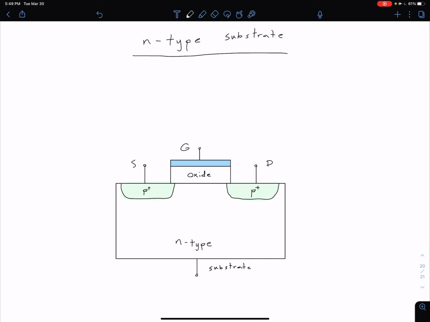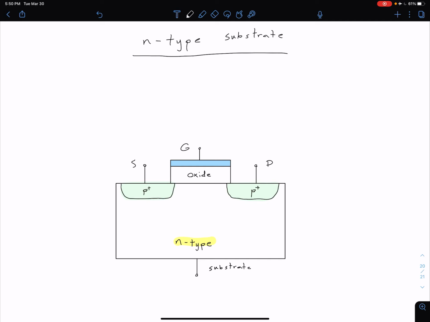Let's take a minute to talk about what changes if we switch our device to having an N-type substrate as opposed to a P-type substrate. As you can see in this drawing down here, I now have this N-type substrate and we have P plus regions as opposed to N plus regions. Again, remember the plus just indicates that it's a little more heavily doped. We still have the same structure with our metal and our oxide on our gate terminal.